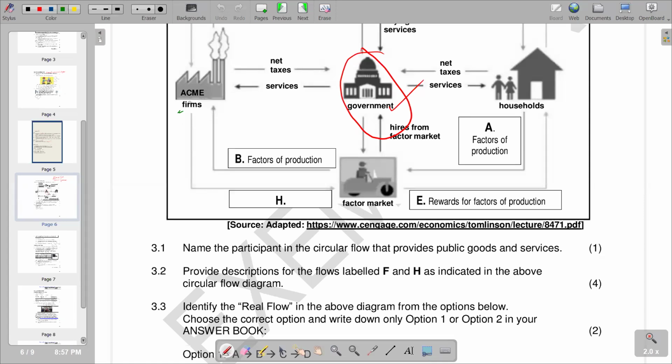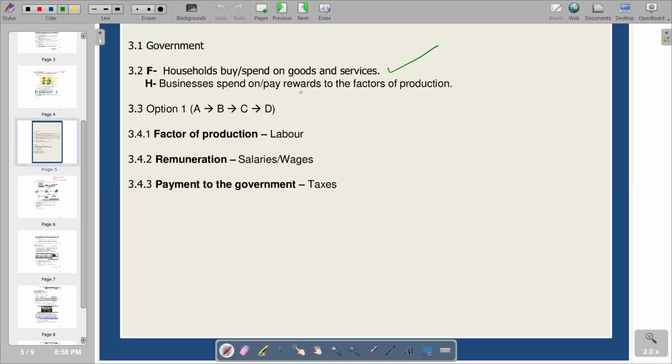So the description that we can have concerning this arrow is when firms pay factors of production. Obviously, wages are from the point of view of labor. We have got interest from the point of view of capital. We also have the issue of profits from the point of view of entrepreneurship. The factor income being rent. So basically, that's the description that we have on H, saying business spends on pay rewards to the factors of production.